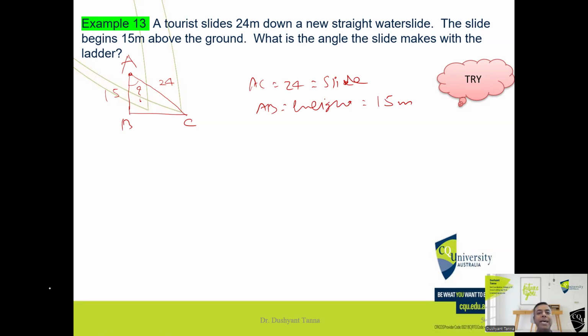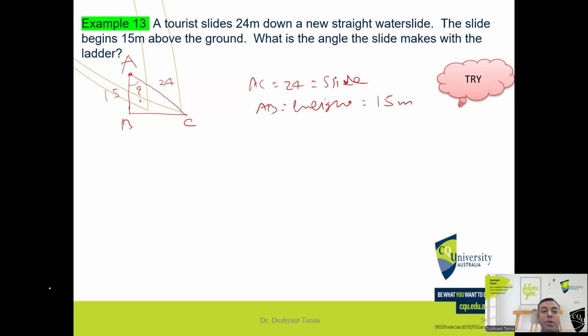Right. So we got a slide AC, we got a height AB. What we need is this angle that the slide makes with the ladder. Yeah, so the ladder is straight in this instance. It's just going up. Okay. All good? Yeah. Okay.